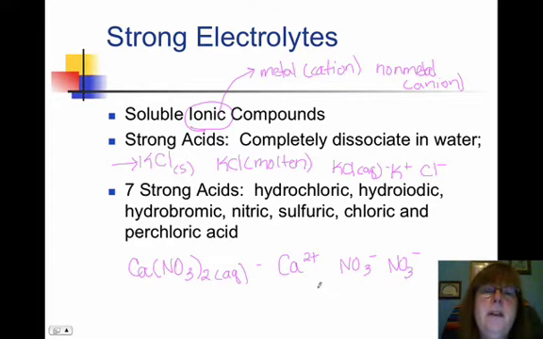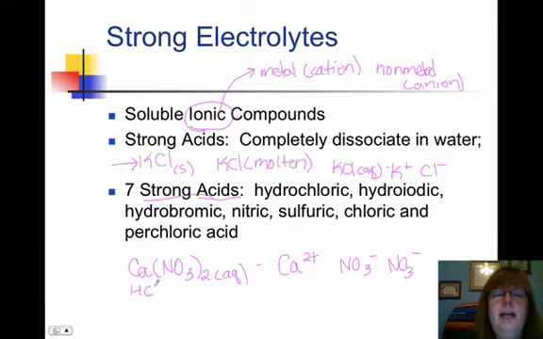Well, there's one other thing that can be a strong electrolyte, and they are strong acids. Now, there are 7 strong acids, and let's go ahead here and get them written down. They're hydrochloric acid, HCl, hydroiodic acid, HI, hydrobromic acid, HBr. Those should be easier to remember.